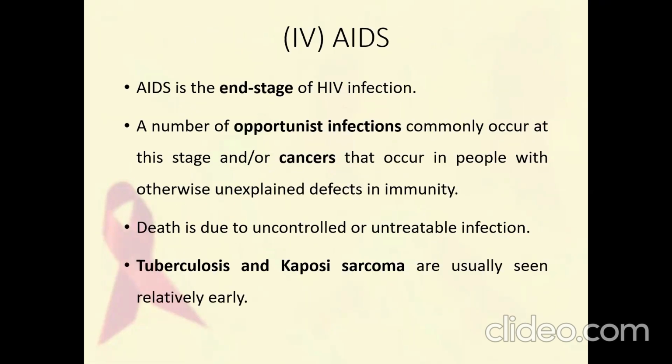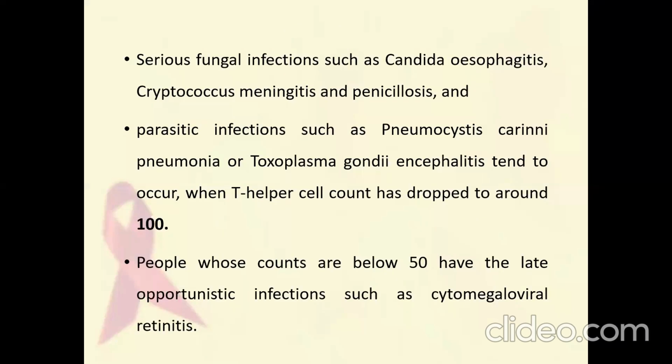Then the last stage is AIDS. It is the end stage of HIV infection. A number of opportunistic infections and cancers occur in this stage. And here death is due to uncontrolled or untreatable infection. Tuberculosis and Kaposi sarcoma are usually seen in the early stage. Then infections like serious fungal infections, Candida esophagitis, Cryptococcus meningitis, parasitic infections, cytomegalovirus retinitis can occur.